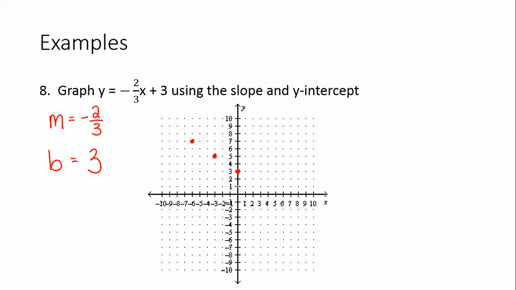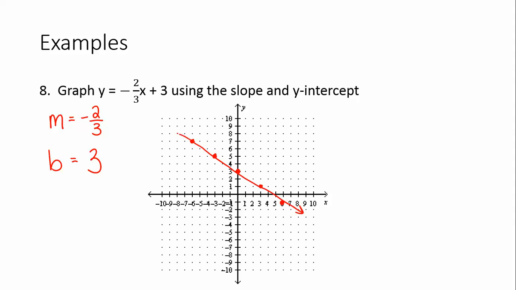If I want to go down 2, because I want to extend my line more this way, over here, if I go down 2, I need to go to the right 3. Notice that's going to continue my line. Again, down 2 over 3. And now you see we have 5 ordered pairs on our line, and we can connect the dots.